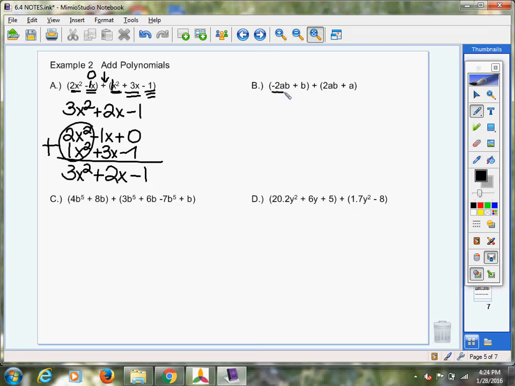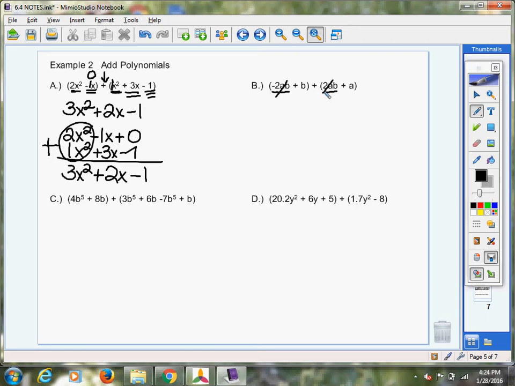Let's look at letter B together. If we do the horizontal method, I've got negative 2ab and positive 2ab. Well, negative 2 plus 2 is 0. They literally cancel out. So I'm just going to put a line through it. I don't need to write 0ab because it's gone. Anything times 0 is 0, so it's not even there.